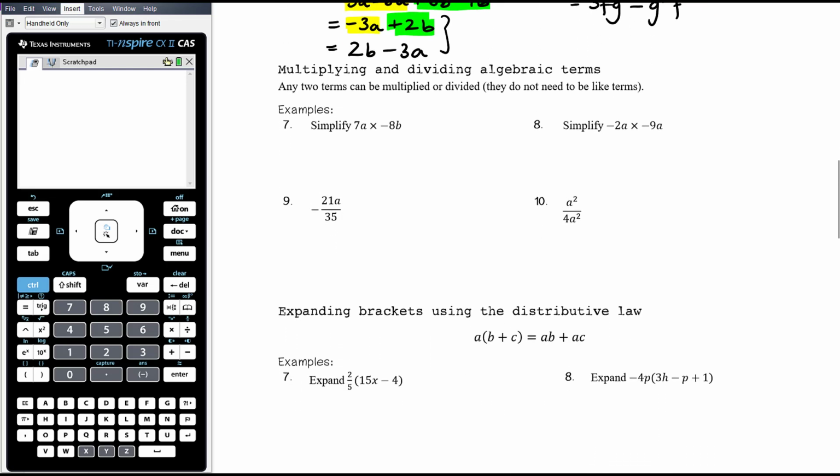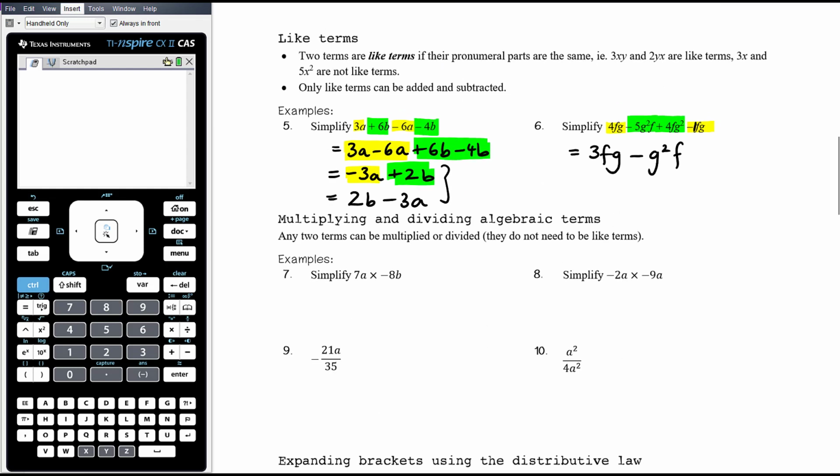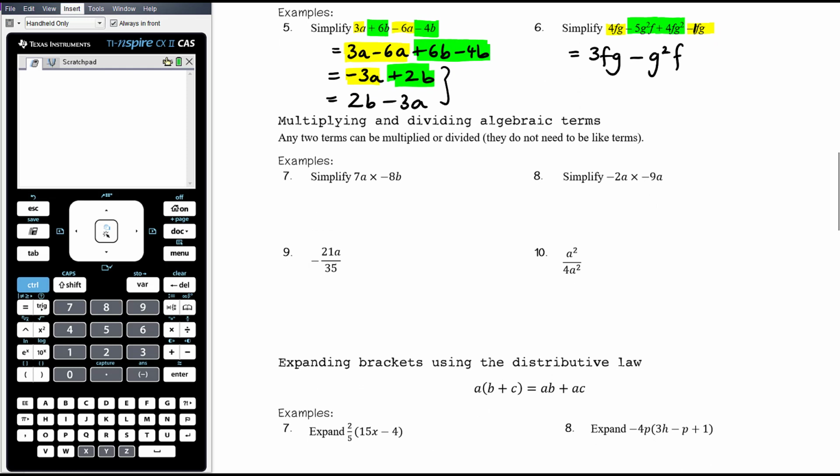Okay, then we want to look at multiplying and dividing algebraic terms. So whilst we can only add and subtract like terms, any two terms can be multiplied or divided. And that's because a term is already made up of multiplication and division.